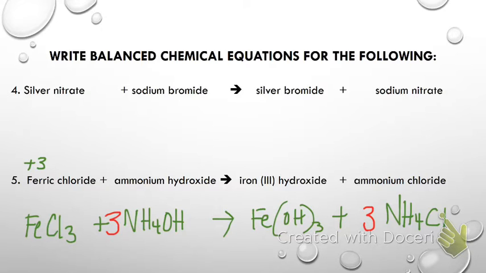Right? So now, do your count when you think you're done. 1 iron, 1 iron. Check. 3 chlorine, 3 chlorine, check. 3 ammonium, check. 3 hydroxide, done. Okay? Any questions? All right. Then that concludes this portion of the lesson.